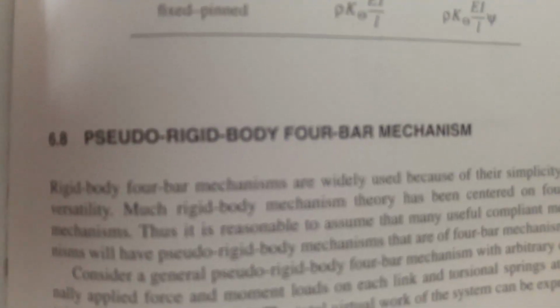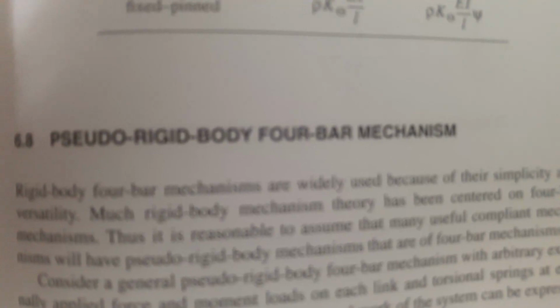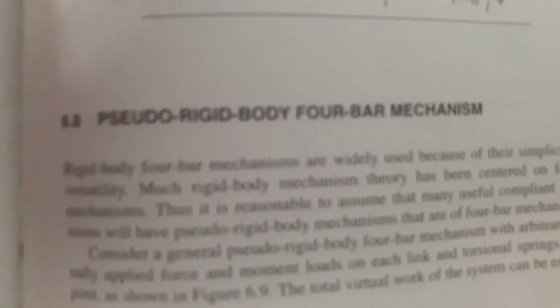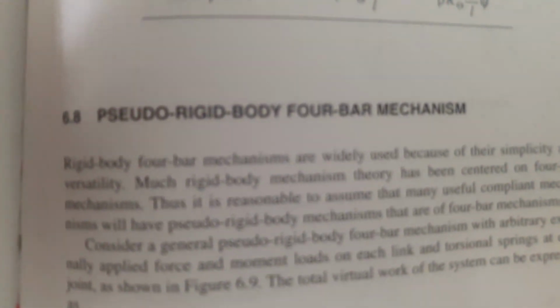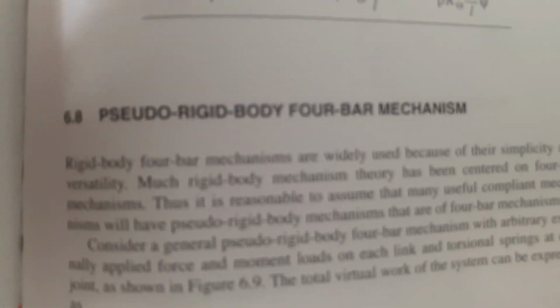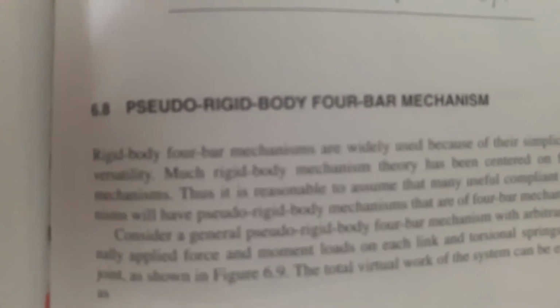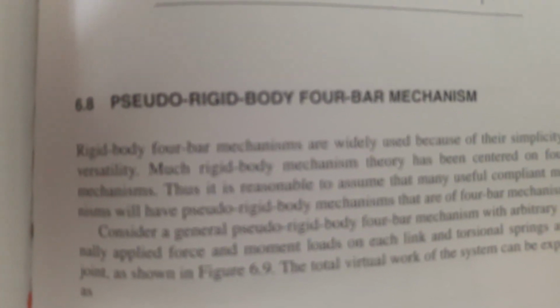About section 6.8, pseudo-rigid body models for four-bar mechanisms. Four-bar mechanisms show up quite a bit just for ordinary mechanisms, and a lot of pseudo-rigid body models can turn into four-bar mechanisms, and they're pretty versatile. So it's nice to have a fairly solved version, and so we can use this idea of virtual work to get us a lot of information.